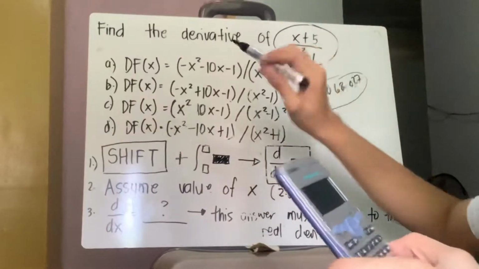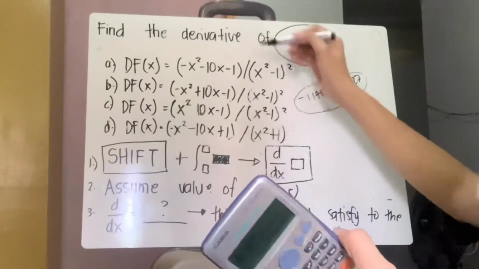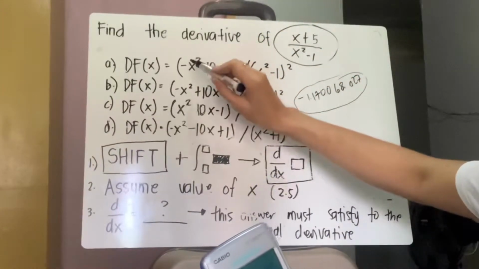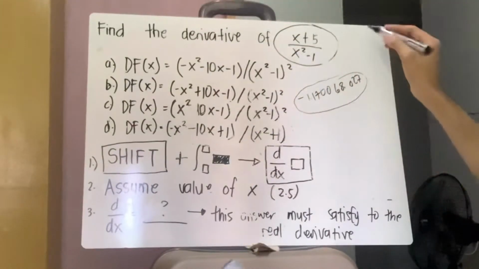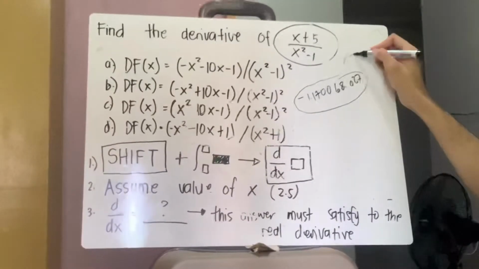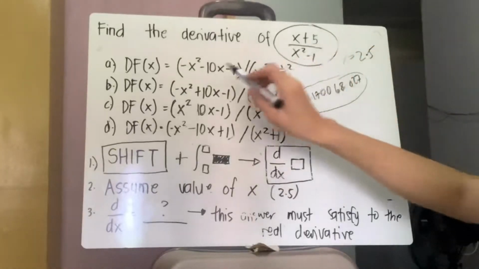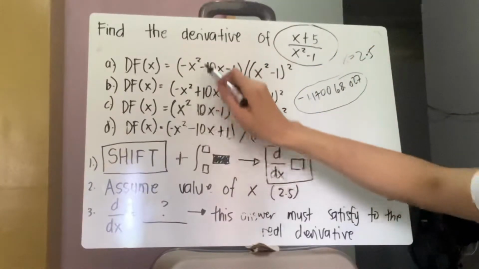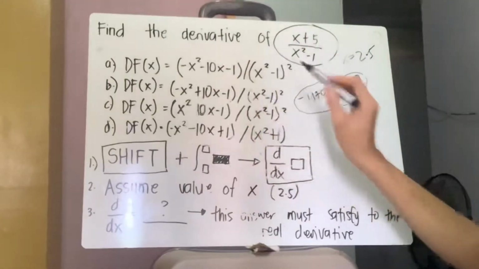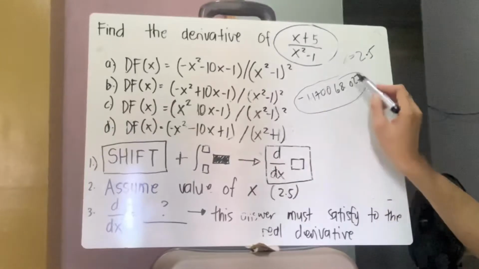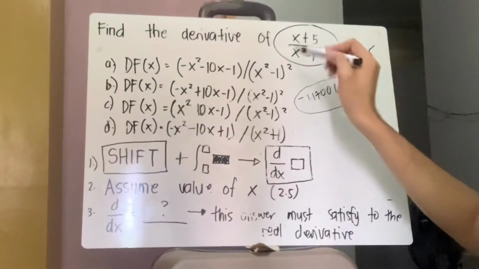So anyway, what we will do now is compare. We will substitute our assumed value of x, which is 2.5, right? We will input this as our value of x in our choices. Then whichever result satisfies this value, negative 1.1700 blah blah blah, that will be your answer.